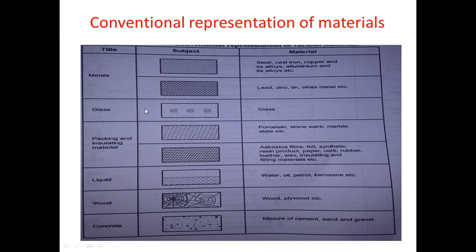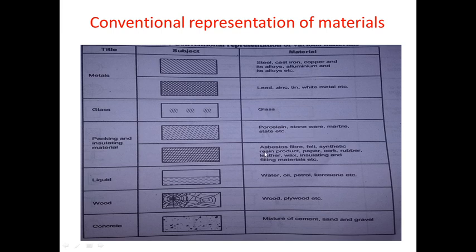Now the next symbol is for glass. Glass is represented by this picture. You can see it is having lines inside it. That is, you have to draw a rectangle and then draw parallel lines inside it of different lengths. Similarly, in order to represent different packing materials like porcelain, stoneware, marble, etc., we use this symbol. You can see in this figure the lines are inclined at 45 degrees and they are having spaces in between them. So this symbol, when used on a production drawing, will indicate packing material like porcelain, stoneware, marble, etc.